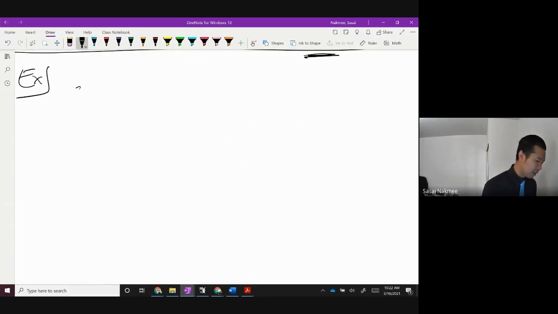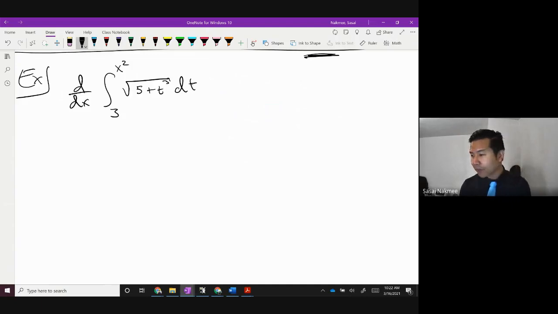So let's say I was asked to take the derivative of the integral from 3 to x squared of the square root of 5 plus t cubed dt. If I was asked to do this, again, I don't know what the antiderivative of 5 plus t cubed is. No idea, no clue.